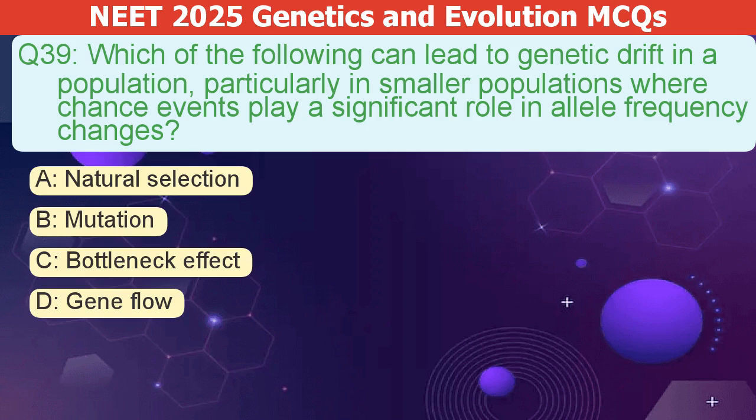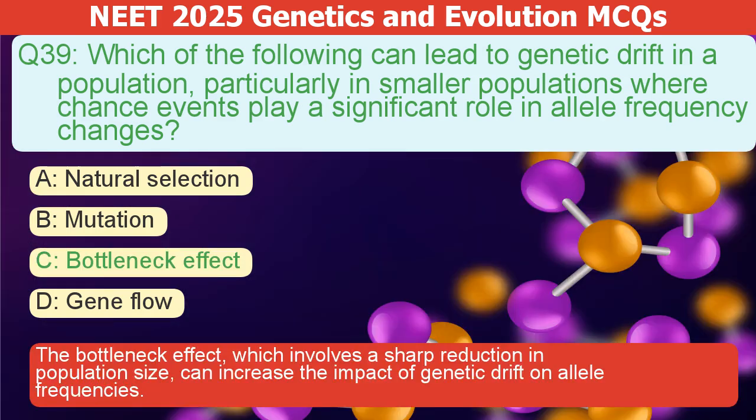A. Natural selection. B. Mutation. C. Bottleneck effect. D. Gene flow. The correct answer is C. The bottleneck effect, a sharp reduction in population size, increases the impact of genetic drift on allele frequencies.